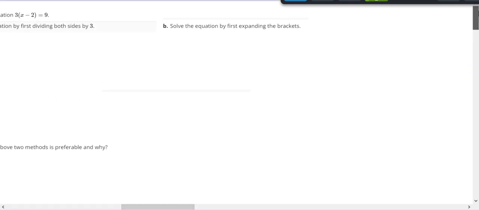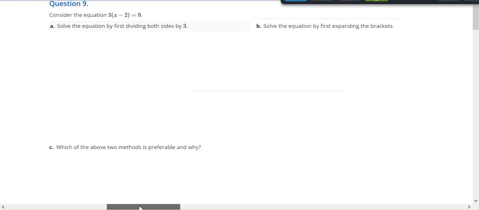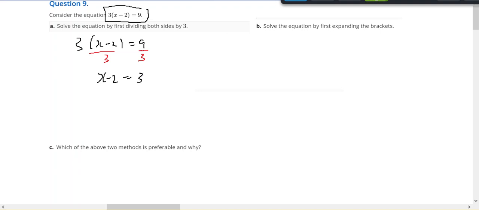And looking at question number 9, consider this equation. Solve the equation by dividing both sides by 3. So 3 times x minus 2 equals 9. So I'm going to divide both sides by 3 first. x minus 2 is equal to 3. Then I'm going to plus 2, and that gives me x equals 5.